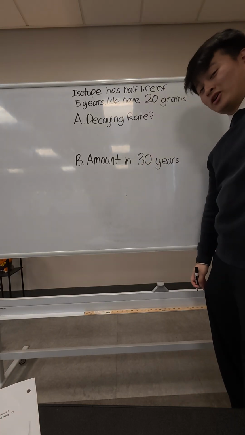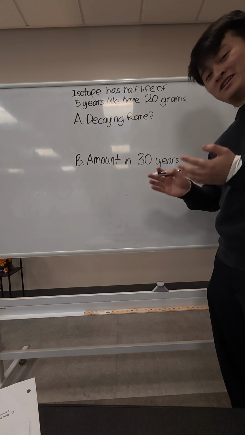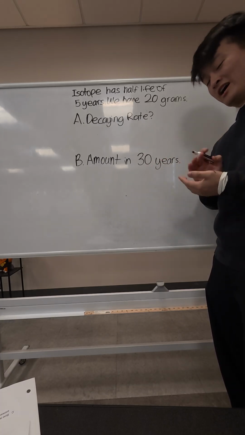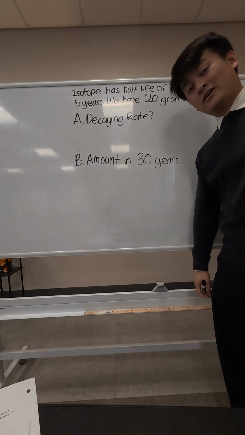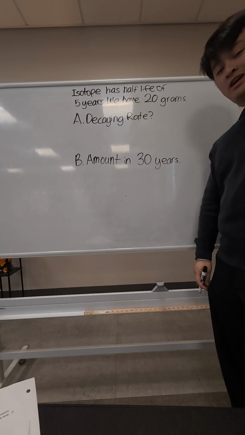This is the final part of our practice quarterfinal, and what better way to end it off than with this question called half-life. We have this isotope. Well, I don't know the name, but it has a half-life of 5 years. Luckily, we have 20 grams of it, so hopefully it decays pretty fast. We need to know the decaying rate.